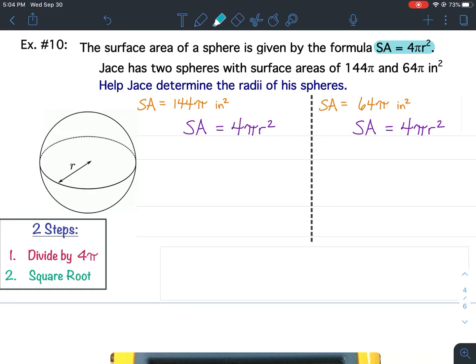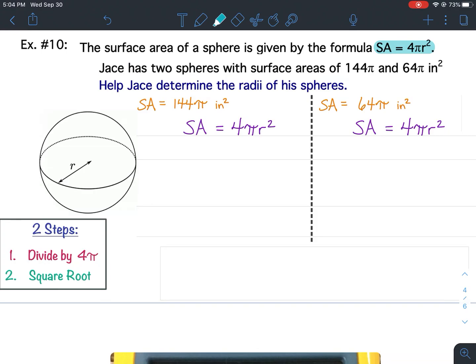Jace has two spheres with surface areas of 144 pi and 64 pi inches squared. Help Jace determine the radii of his spheres. Radii is the plural word for radius. So again, he has two spheres. One has an area of 144 pi inches squared. The other has an area of 64 pi inches squared. And we are asked to find the radii, or each radius.